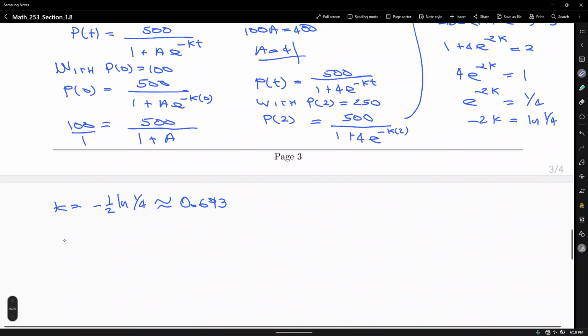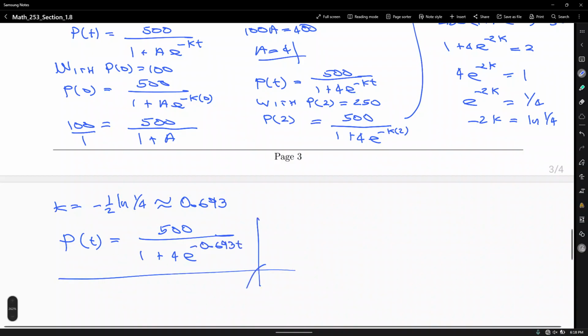We can finally call it P of t equals 500 over 1 plus 4 e to the negative 0.693t. And this is the function we're going to use to estimate the population size of fish given this carrying capacity of 500, etc.